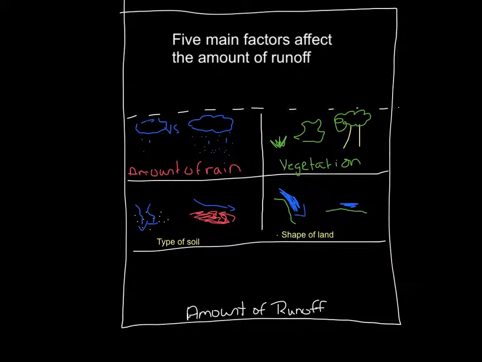And the last thing in this last box we have the use of the land. How do people use the land? How do animals use land? Because that can affect the amount of runoff. So if we make parking lots, then we're going to have a lot more runoff than if we have grass, because the grass is going to help soak up.